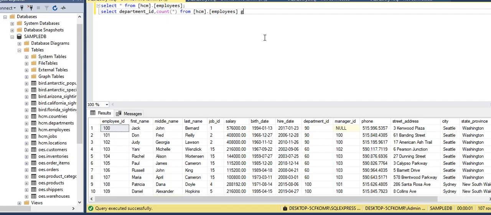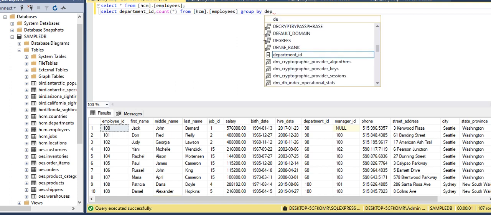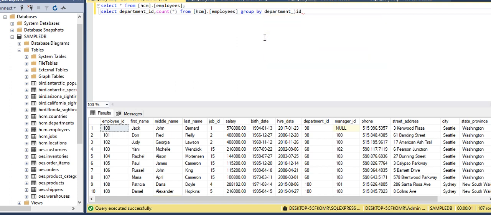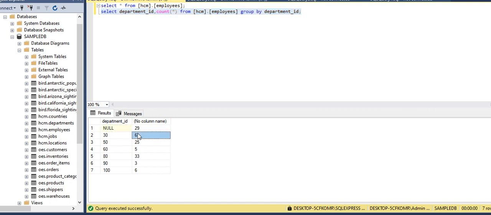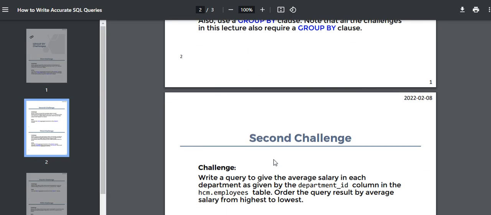Each department's total number, so we have to group. The question is the total number of employees from each department. So, department-wise it gives the count: group by department ID. F5. See, this is the department-wise count. Let's move to the second question.